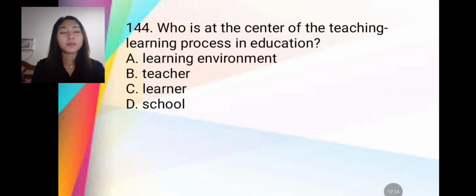Next is, who is the center of the teaching-learning process in education? A, learning environment, B, teacher, C, learner, D, school. So the answer is letter C, learner. So why not learning environment, teacher, and school?